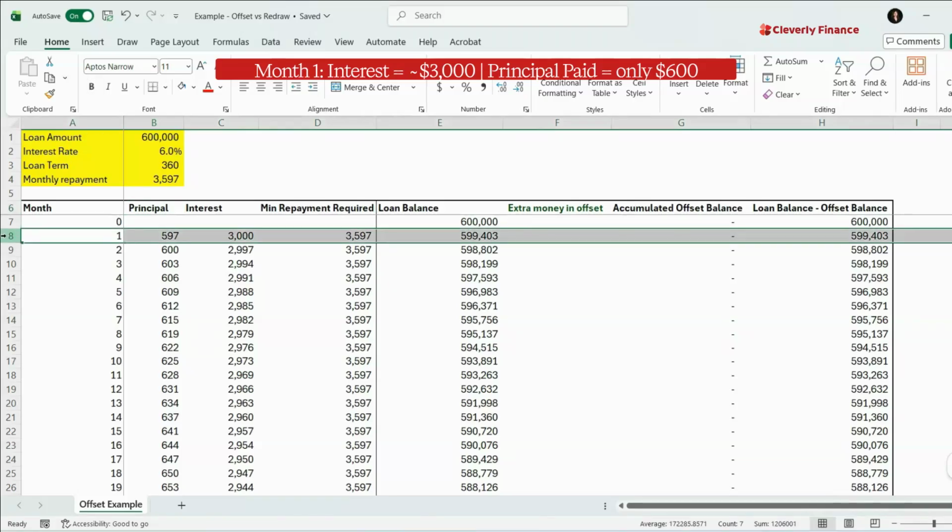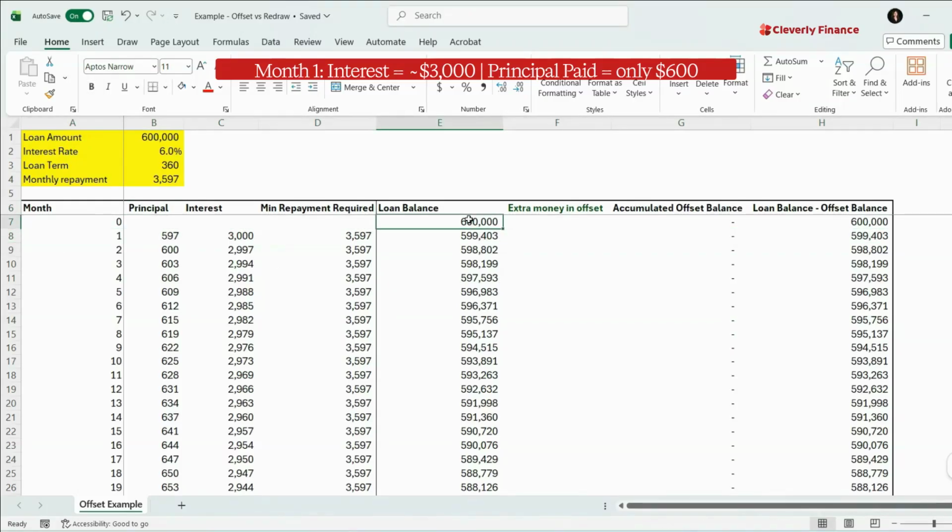Please look at the first month. When I first started, I owed the bank 600,000. At a 6% interest rate, the interest for the first month is about 3,000. Consequently, of the total 3,600 that I pay to the bank, only $600 goes toward paying down the principal. In the early period, because the loan balance remains very high, the majority of the payments goes to interest, and only a small portion goes toward reducing the principal.